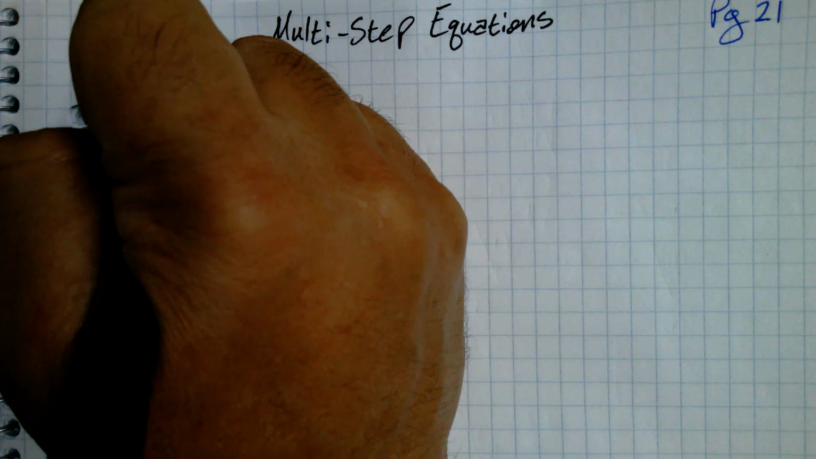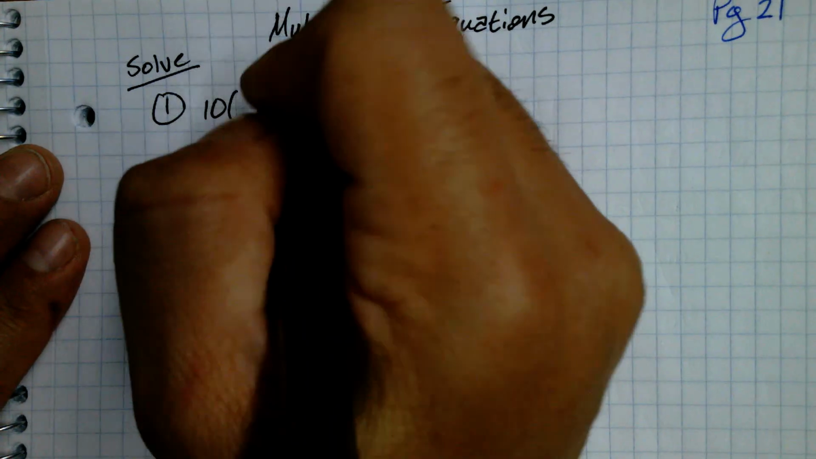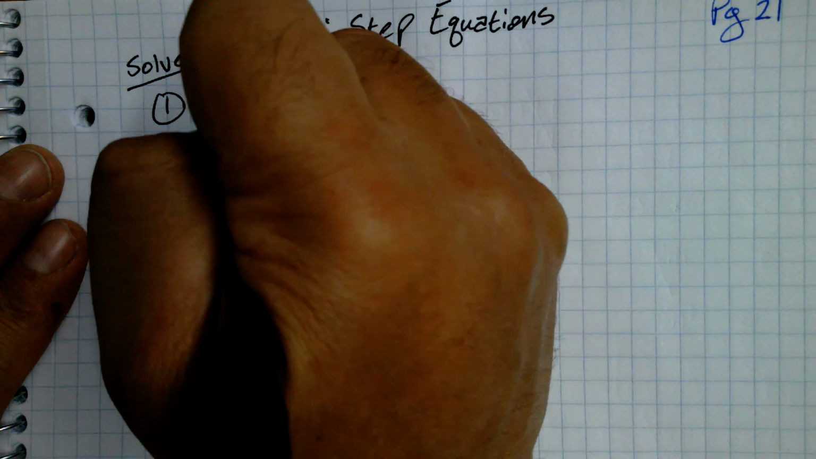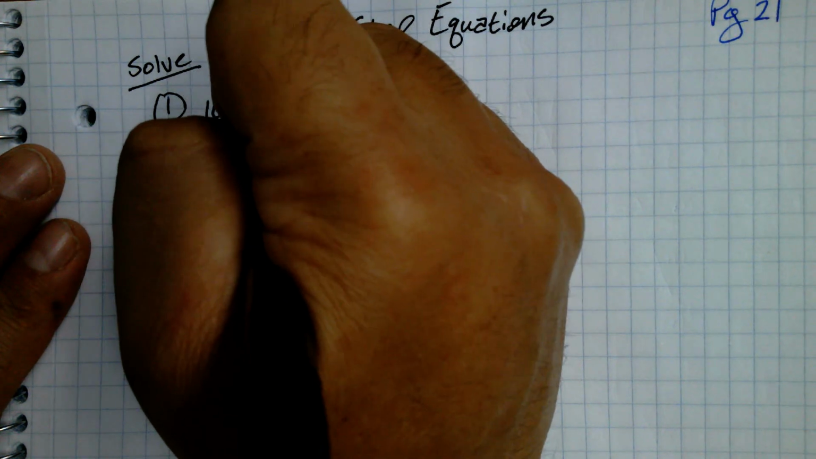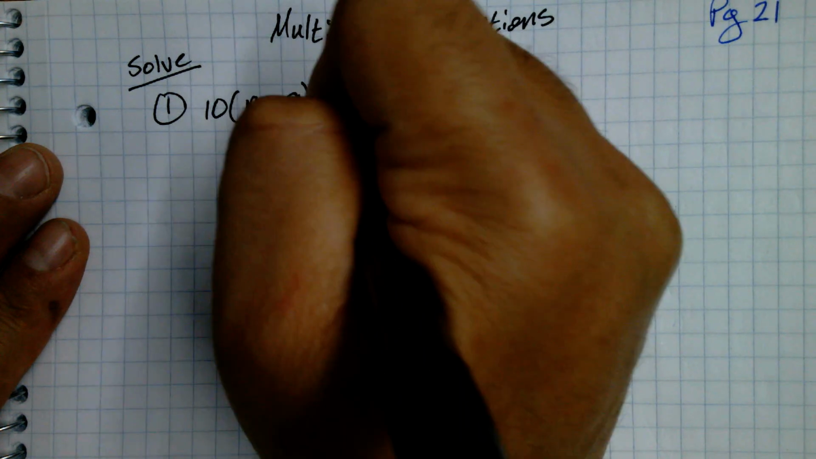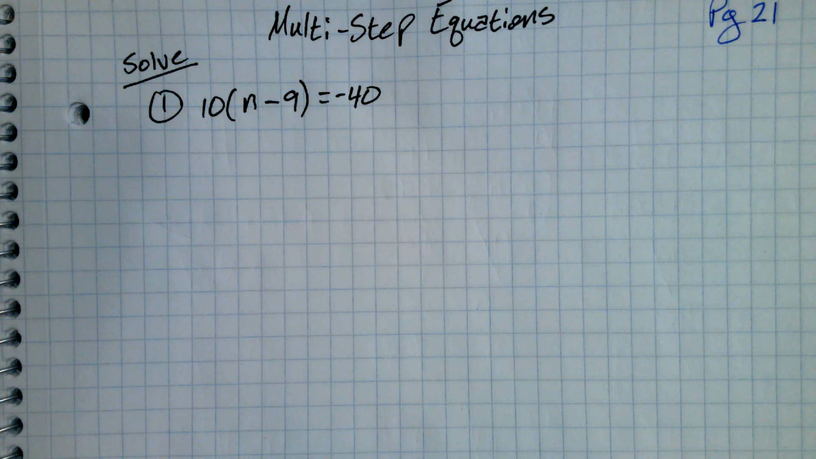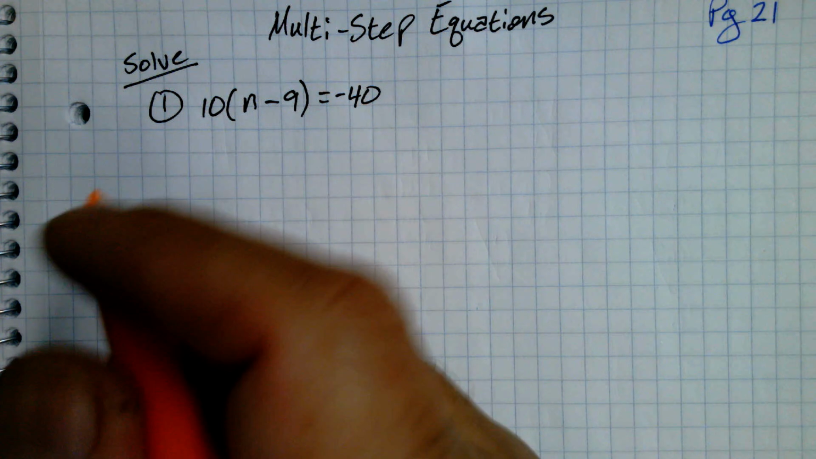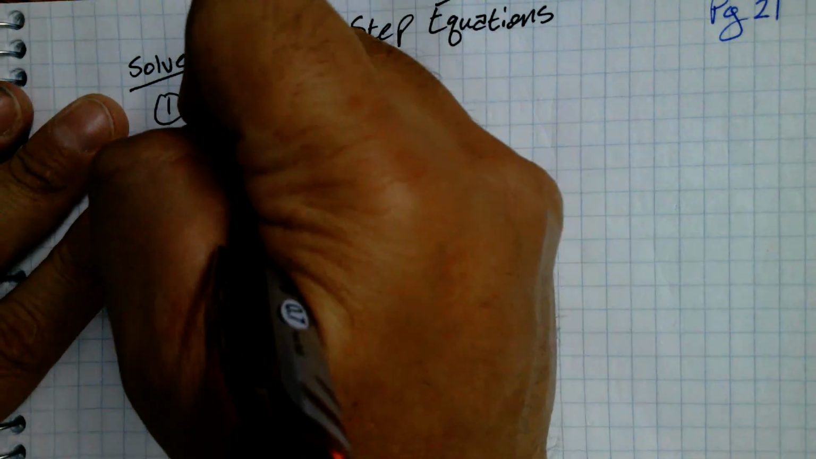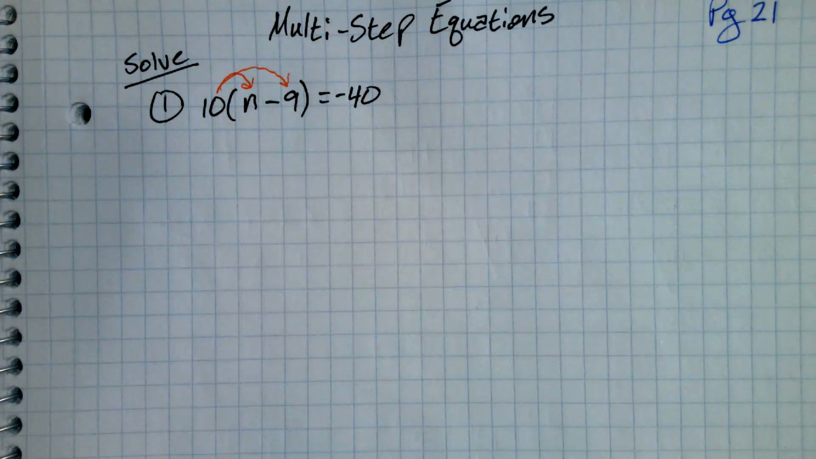Okay, so here's the first one. Let's do 10, and we'll multiply 10 times n minus 9, and that's going to equal negative 40. Okay, so go ahead and write that down. n minus 9 is going to be multiplied by 10. So 10 is what we distribute. So let's distribute that 10.